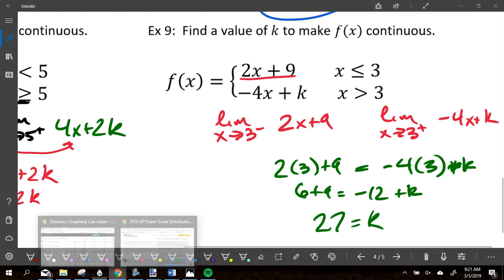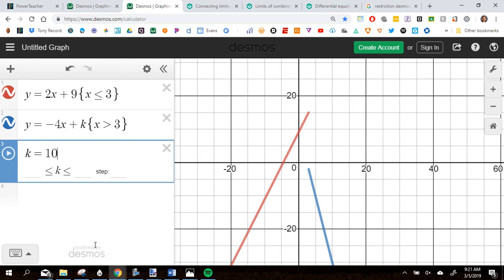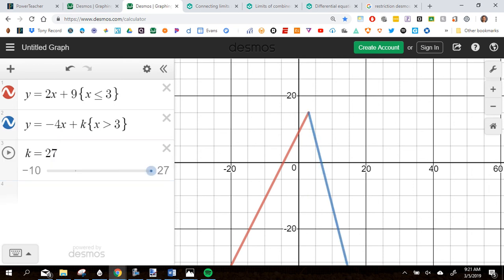Make sure it makes sense on our picture. Here's our picture. Right now, they're not continuous. We got to go this way. That's not even close to being big enough. But if I change that to be 27, now all of a sudden they're on top of each other, just like we thought they were going to be.